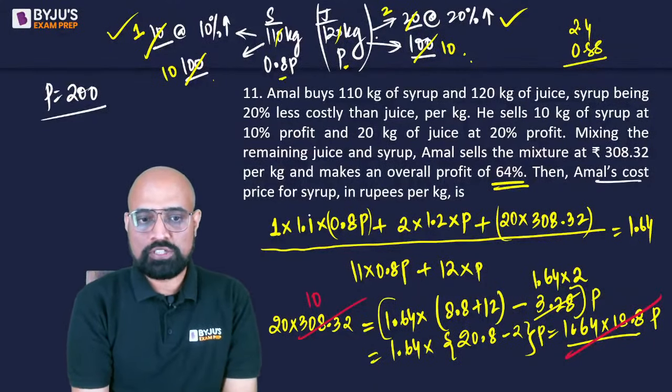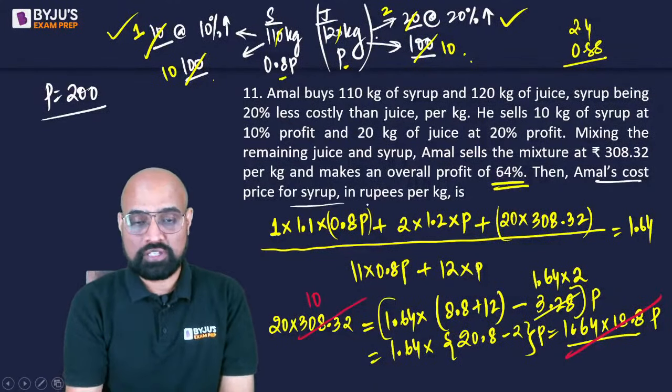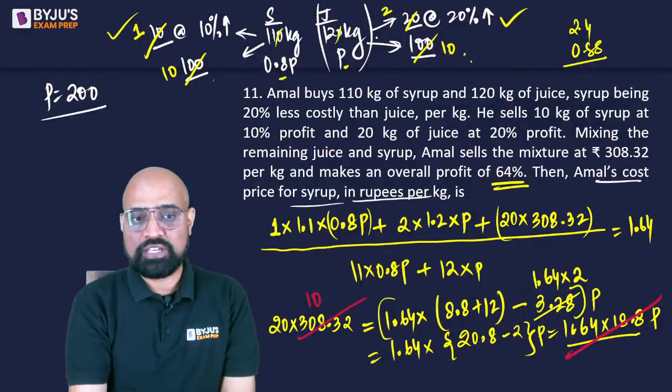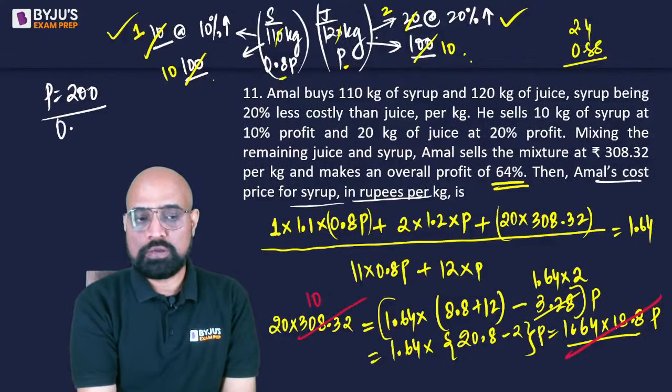Question asked is Amal's cost price. Sale होता नहीं है, buy होता है. Amal's cost price for syrup, they're asking for syrup, which is supposed to be 0.8 times of 200, which is 160.